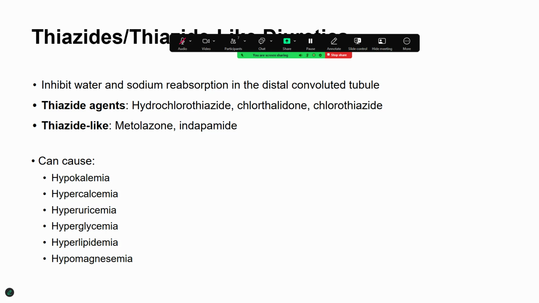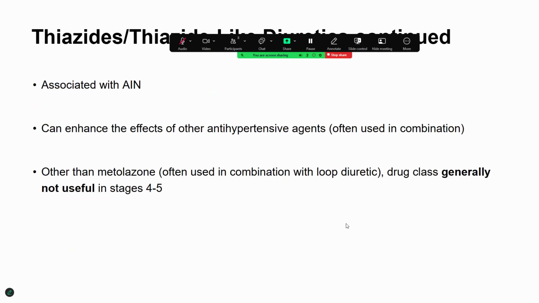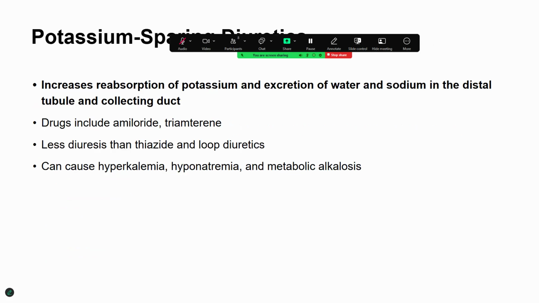Continuation of the thiazide and thiazide-like diuretics. I remember they're generally not used in stages 4 and 5, but metolazone use continues in stages 4 and 5. So you'll mostly see the thiazide diuretics in the earlier CKD, but they'll typically come off by the time they hit end stage renal disease. Also, a side effect is acute interstitial nephritis.